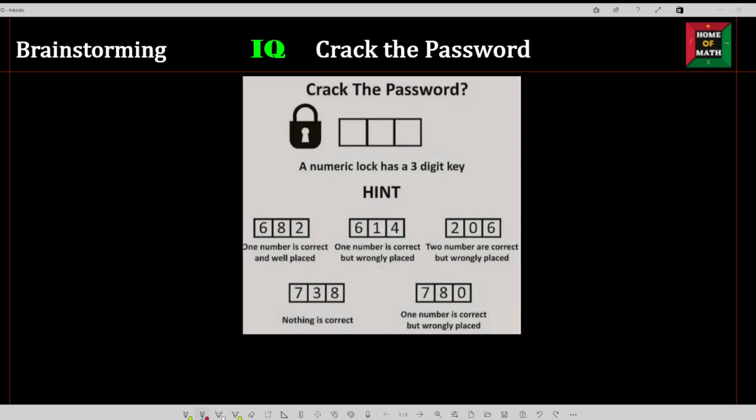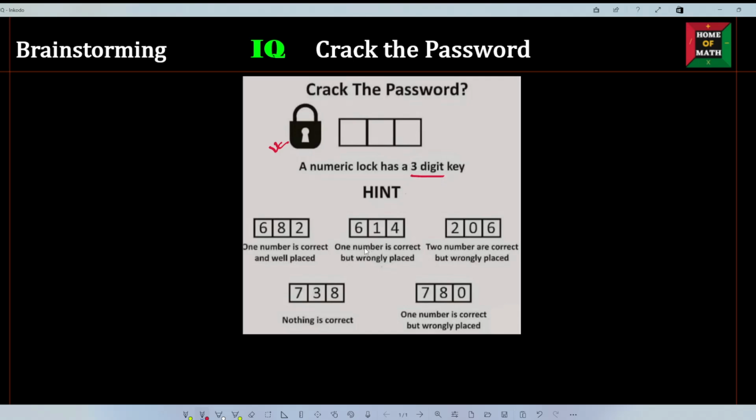For brainstorming, today we will solve a puzzle which is crack the password. Let's start. Here is a key. We need to open this one by 3 digits.